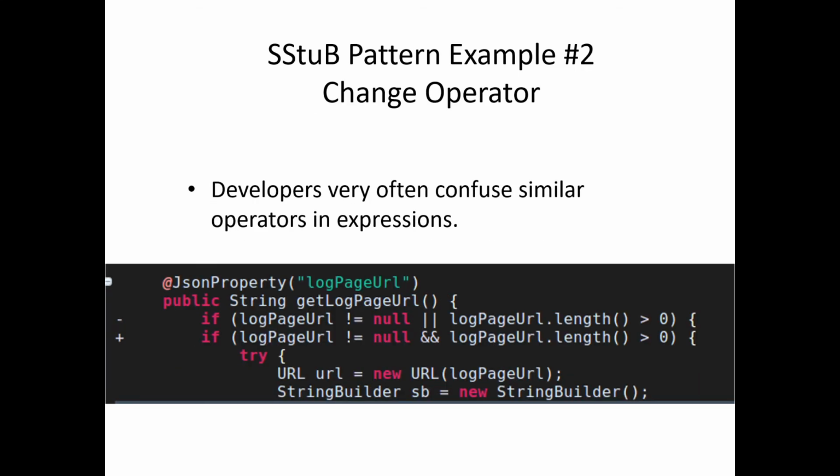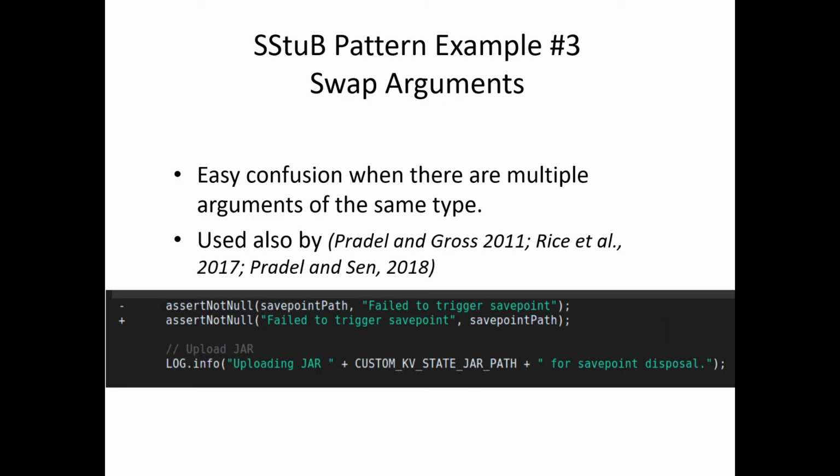The next example is the change operator pattern. This one is basically mixing similar operators like and then or, plus and minus. The final one I'll show you is swap arguments. You have a function that takes multiple arguments of the same type, like strings or integers. So it's very easy to mix the order between those.